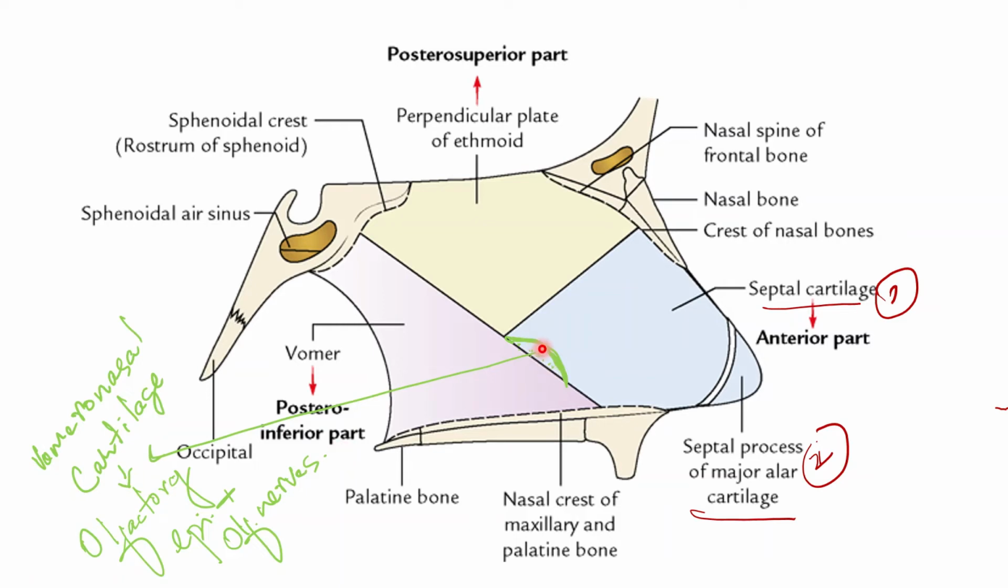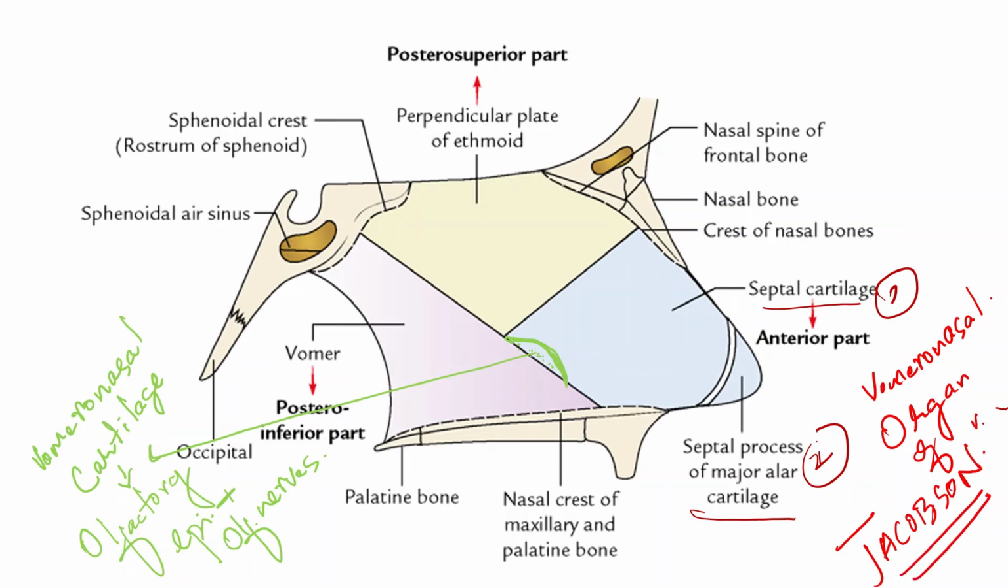This area is called the vomeronasal organ. The mucosal pouch seen within this piece of cartilage is called the vomeronasal organ of Jacobson. This vomeronasal organ is rudimentary in man, but it is well developed in macrosmatic animals like rabbits and dogs. So this organ is called the vomeronasal organ of Jacobson. So this is about the formation of the nasal septum as a whole.